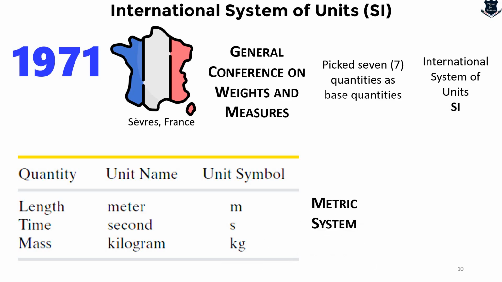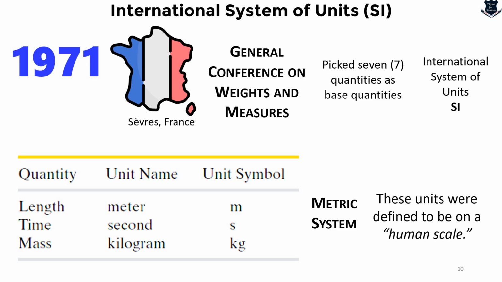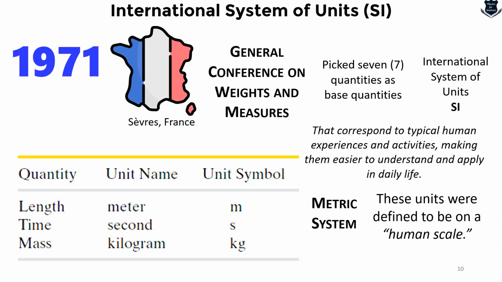And these units are defined as the metric system, and they are defined on what is called a human scale. What do I mean by human scale? For example, units like meters for length, seconds for time, and kilogram for mass are set to values that correspond to typical human experiences and activities, which makes them easier to understand and apply in daily life. They are neither too large nor too small for common measurements, providing a convenient scale for human interaction with the physical world.